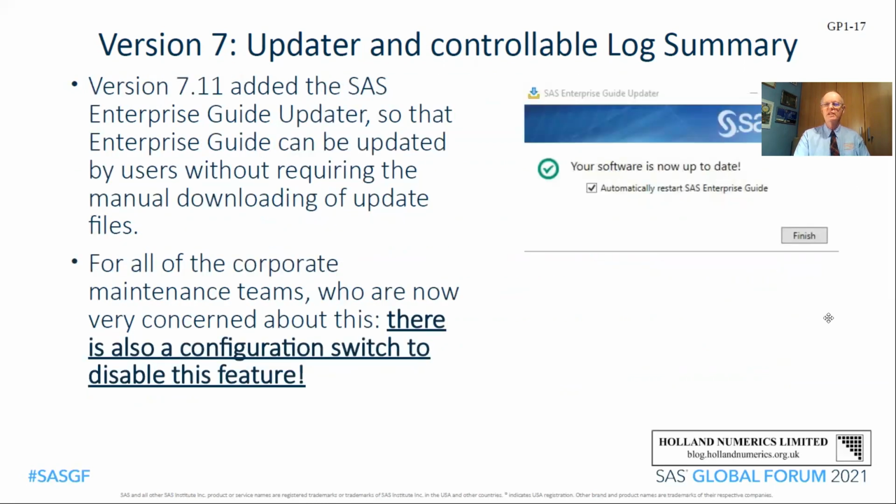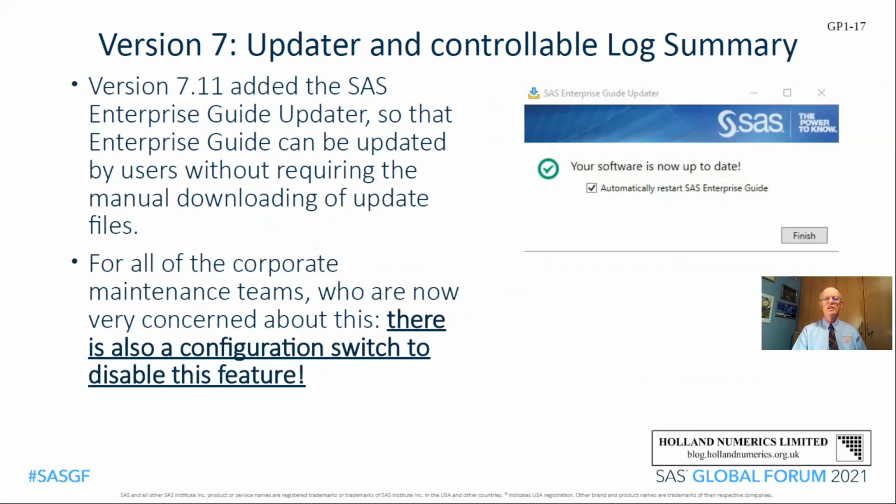All right, this is the bit that got people really hot under the collar when they were in corporate maintenance teams. Now, you remember I said that SAS Enterprise Guide would only allow the version that the project was created in, or a later one, to open that project. But when you opened it with a later one and saved it, it saved it in that version, and so previous versions couldn't open it at all.